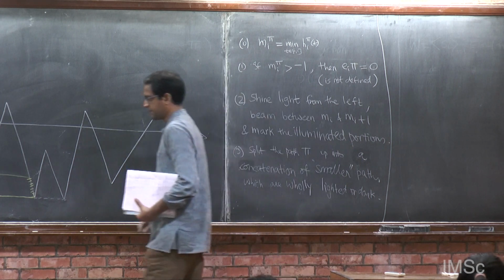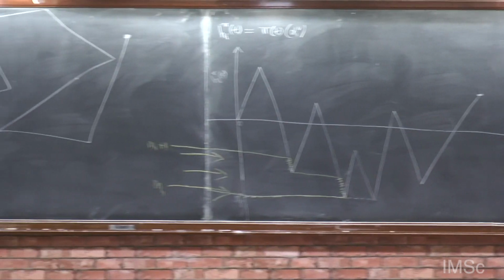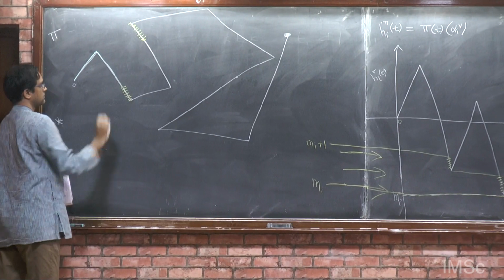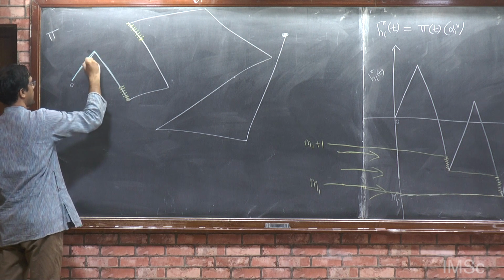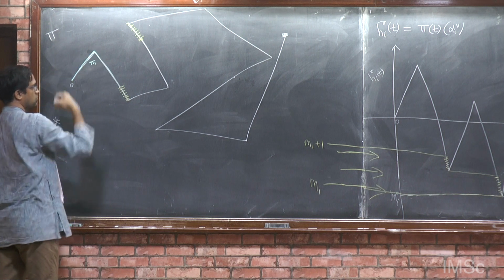It's a royal pain to write these things out. What is meant is much more trivial to see from the diagram. What is meant is you split this path up such that each path that you write should be either fully dark or fully bright. You shouldn't have mixed segments. So I split this up as follows: from 0 till this bit, that's one segment, one path. I'll call this path pi 1. This corresponds to one dark portion.